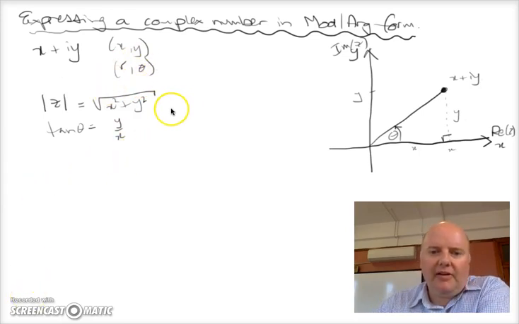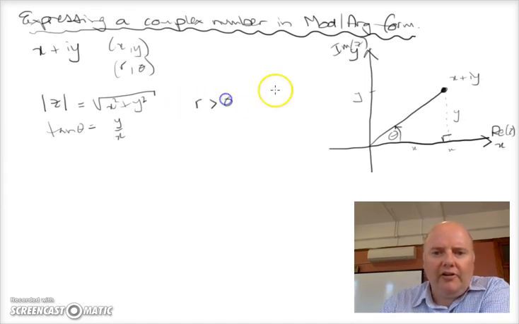Now a few things about modulus and argument. Modulus has to be greater than 0. So r has to be greater than 0, or the modulus has to be greater than 0. Because if it's not greater than 0, then you don't have a complex number, it'd just be the origin.